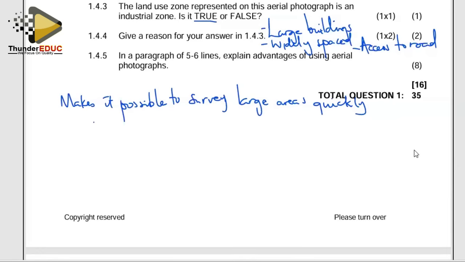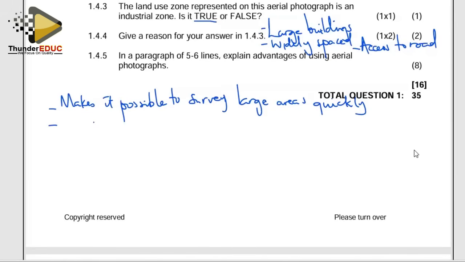You can study that whole area, unlike using other methods of study, like physical visits to those places, which can take you long to study. But if you're using aerial photographs, it makes it easier to survey large areas, and it is done in a convenient and quicker way.